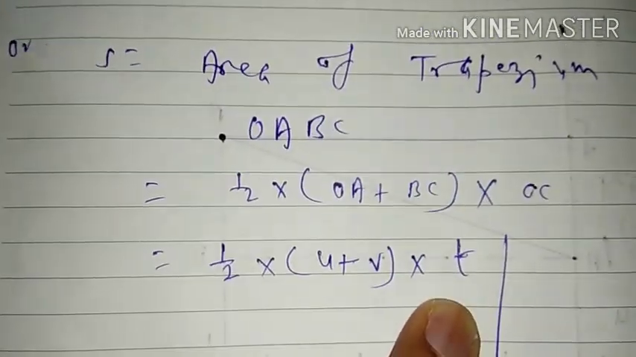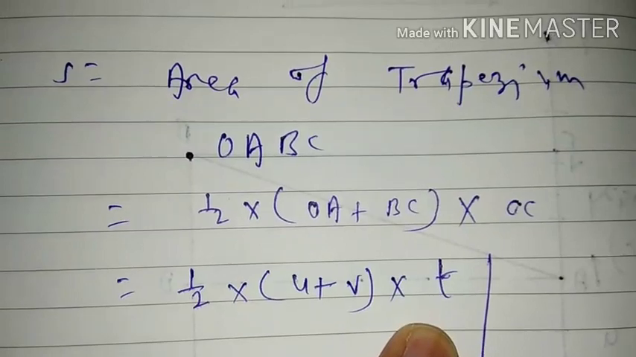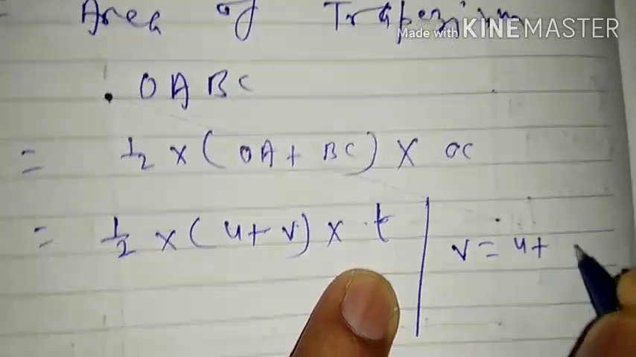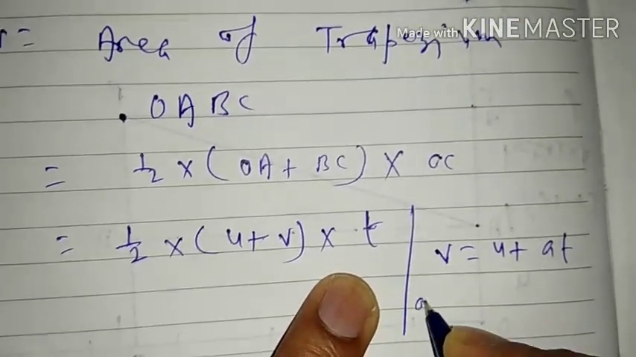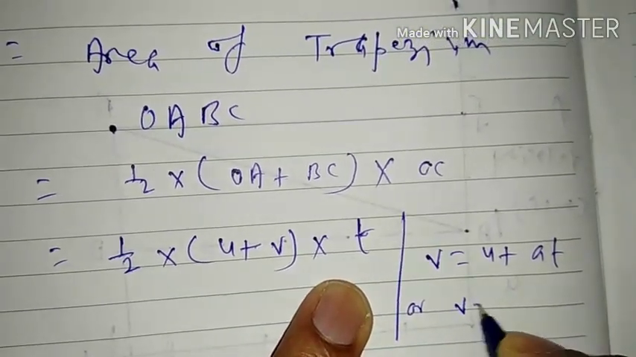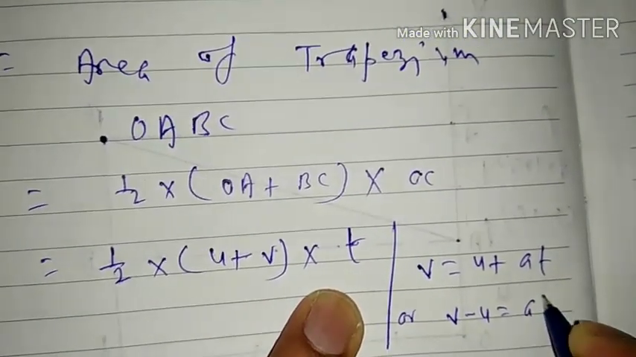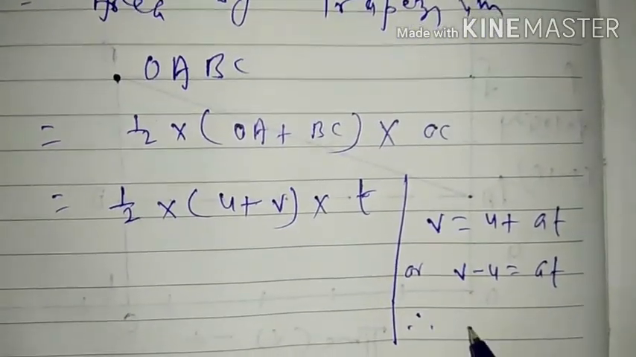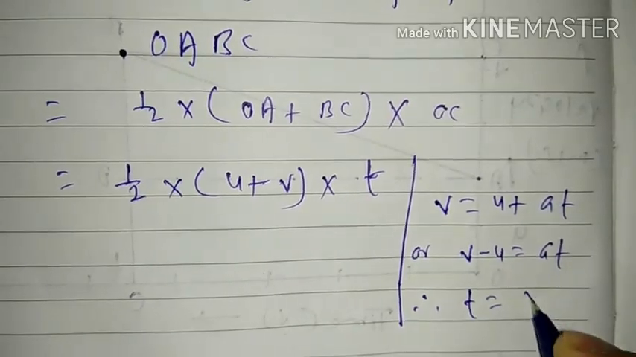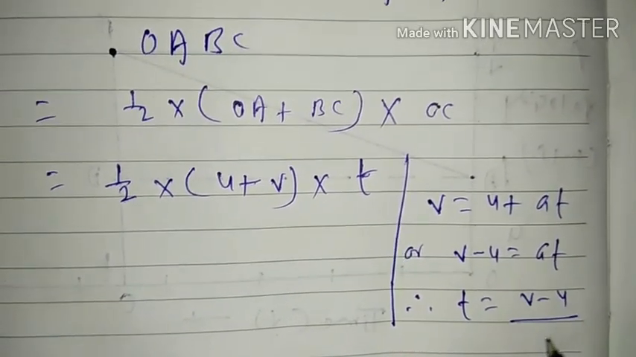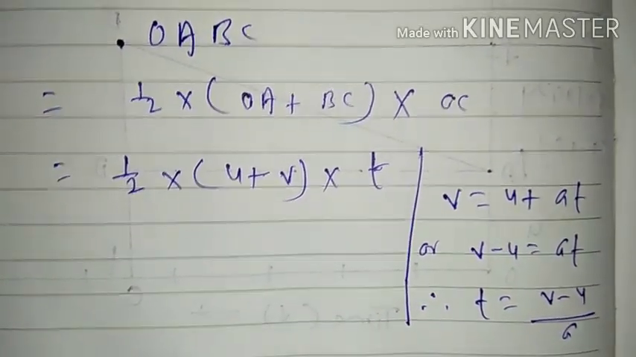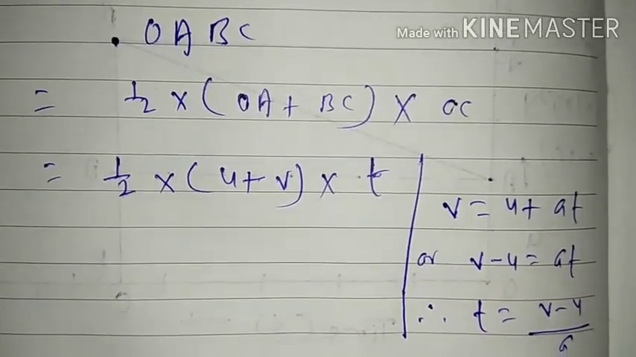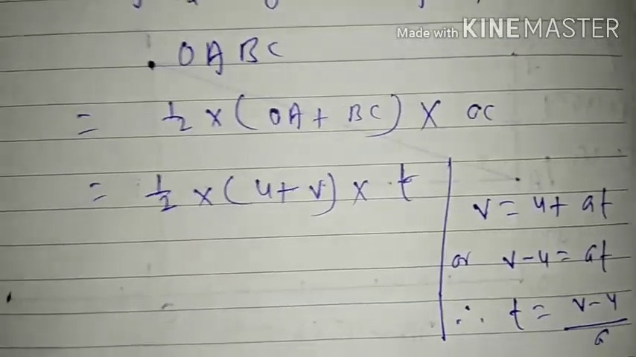In the very beginning, in the first equation of motion, what had we seen? We had seen v is equal to u plus at, or changing the side, v minus u is equal to at. Therefore, from this relation, what can we write? t is equal to v minus u, this divided by a. So, replacing the value of t with this value, what can we write?